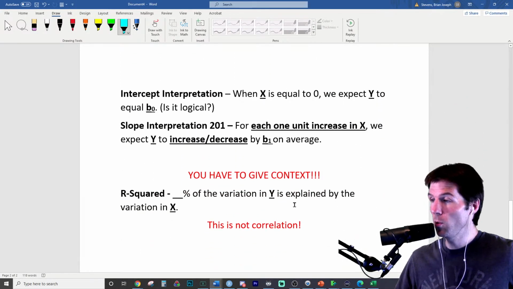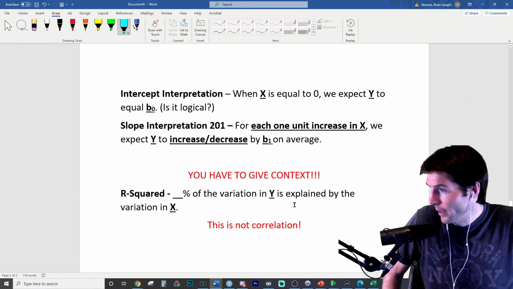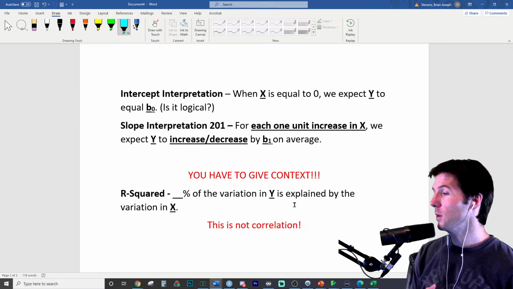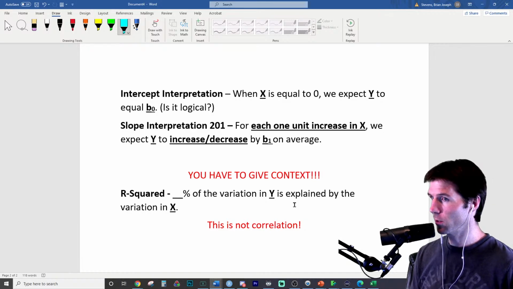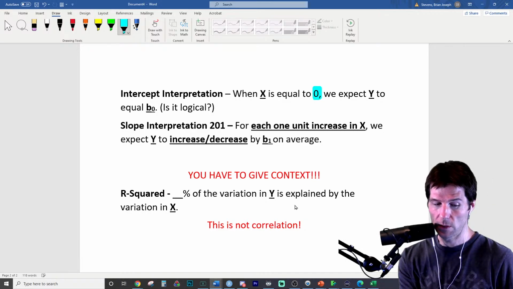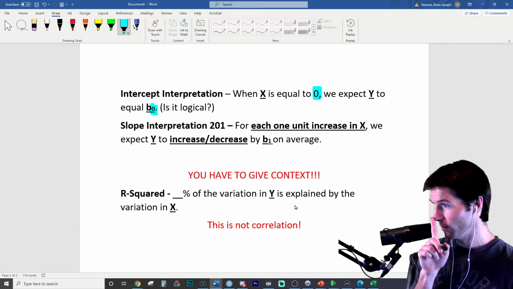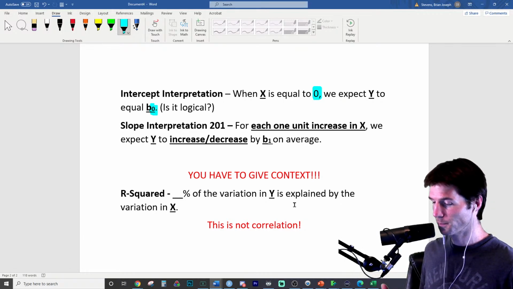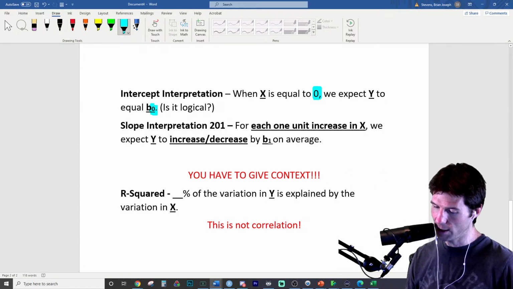When we go down here to the slope and intercept interpretation, make sure on the test especially to give context. So when you do the intercept, it's when x is equal to 0. That's why we call it B0. That is when x is equal to 0, we expect y to equal B0. We have to ask ourselves, is this logical?